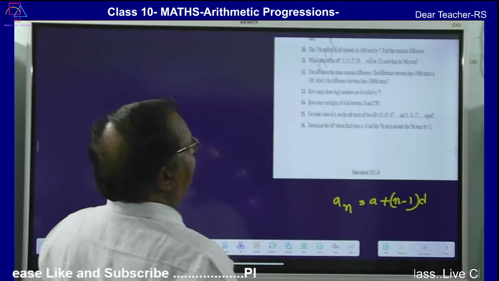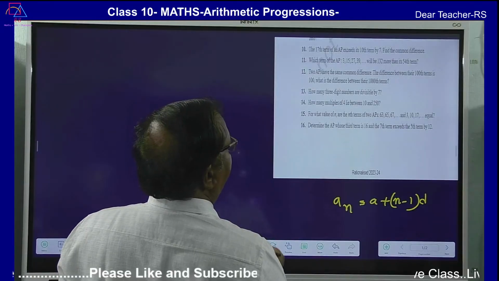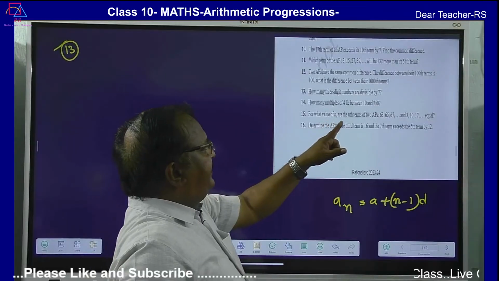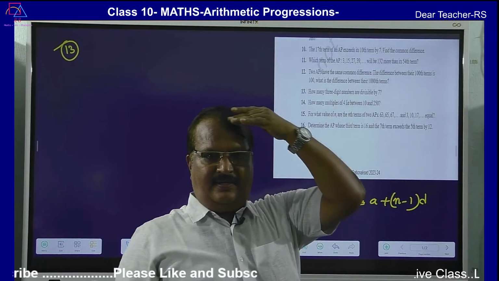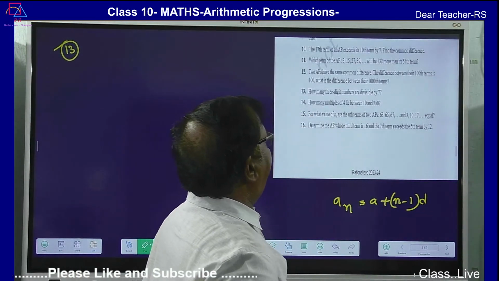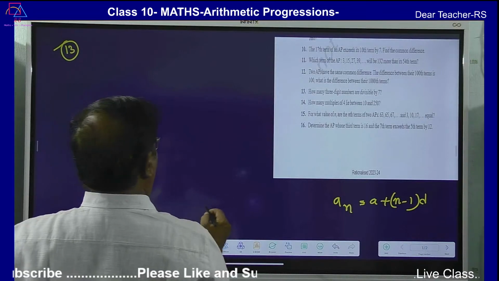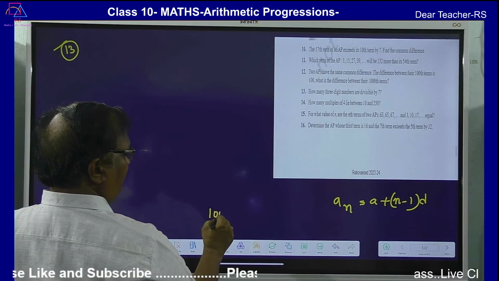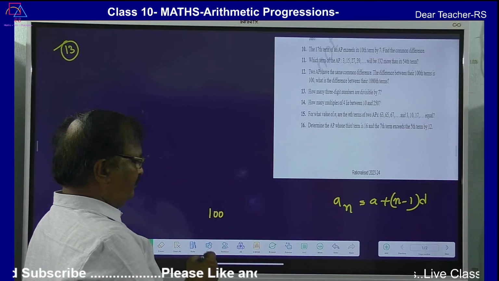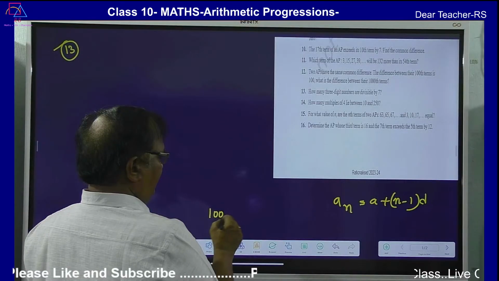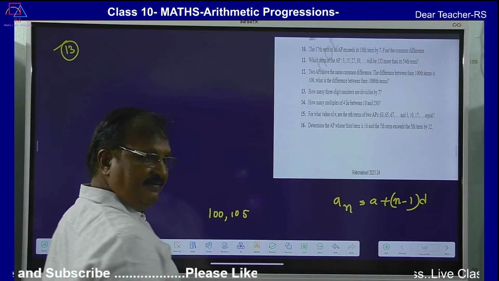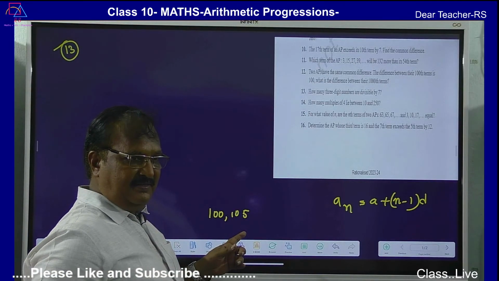So let us see the 13th question. How many 3-digit numbers are divisible by 7? 3-digit numbers divisible by 7. So it starts from 100. What is the first number divisible by 7? 101 won't be divisible. 105, I think. 105 is divisible by 7.